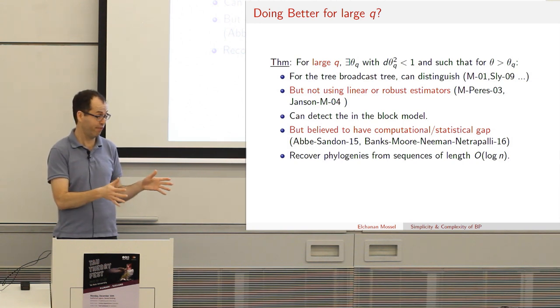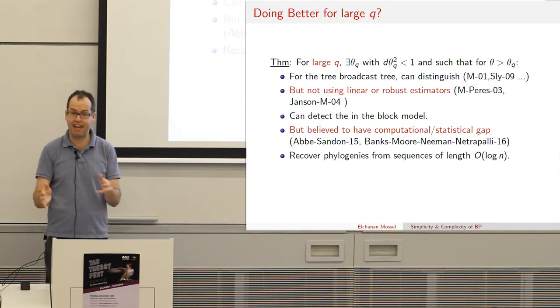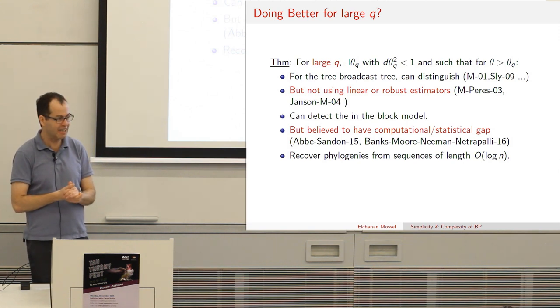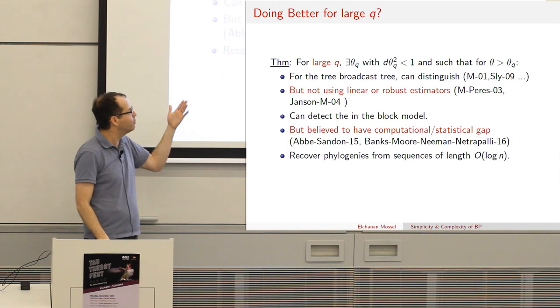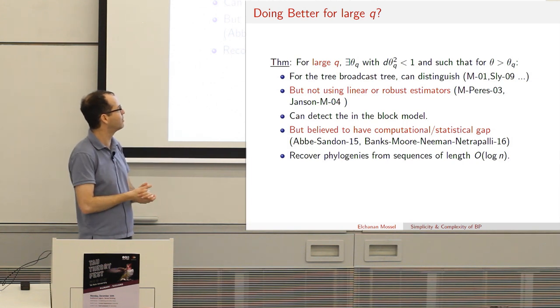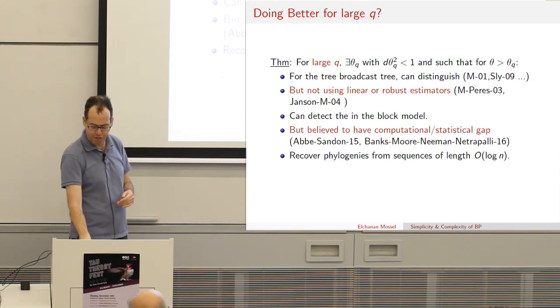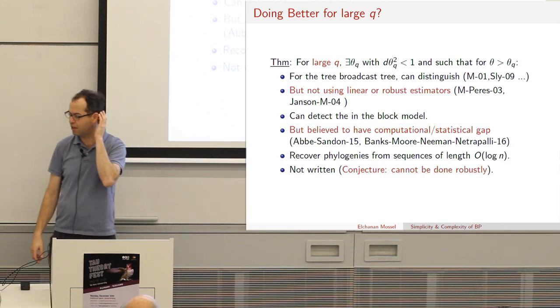Okay, so we know it is information theoretically possible. We know that all the algorithms that people designed, including SDPs, message passing, and so on and so forth, we cannot analyze them below d theta squared equal to 1. And similarly, for phylogeny, we believe that it cannot be done robustly.